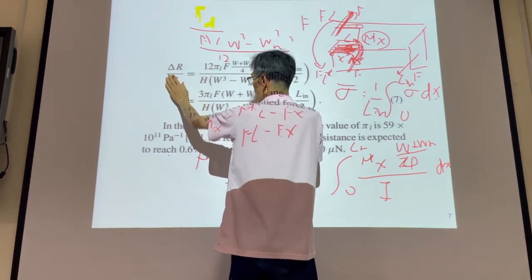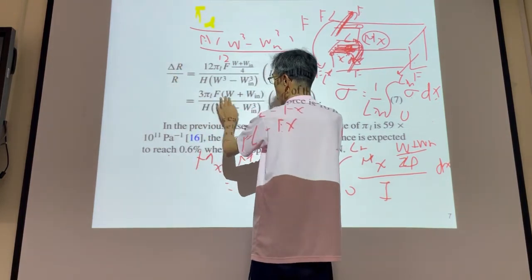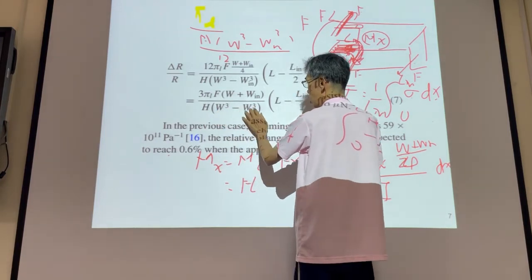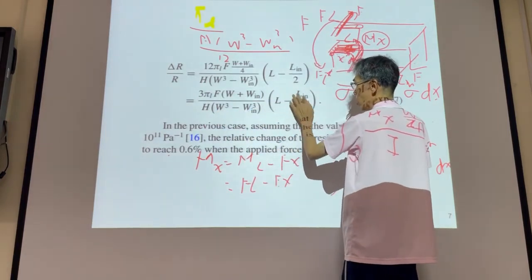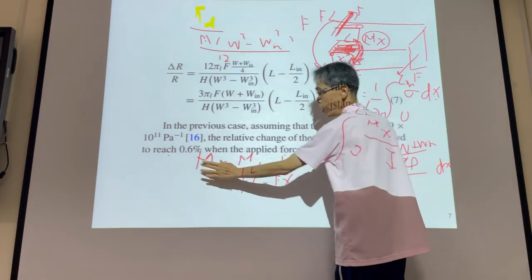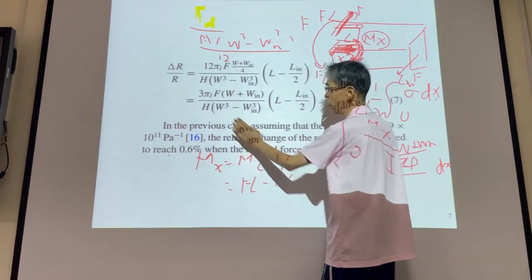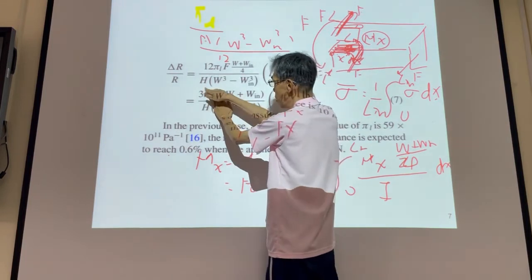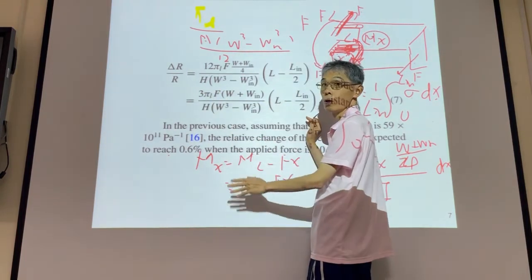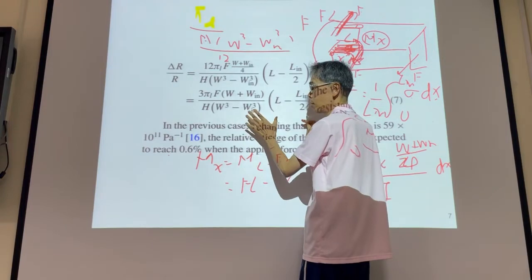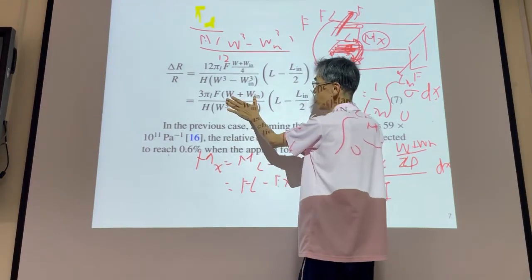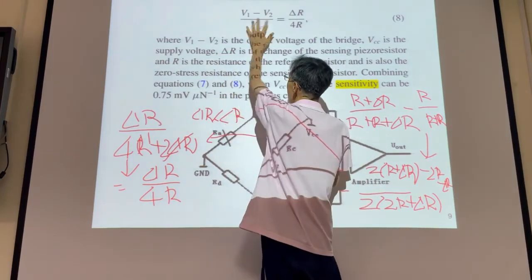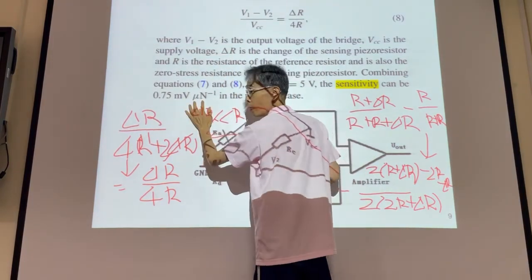You can calculate 3 pi L W plus W divided by H, W cubic minus W in cubic, L minus L in divided by 2. You can use these two values to get the value of this one. And you can use this relation, next page, and this relation to calculate this final value.